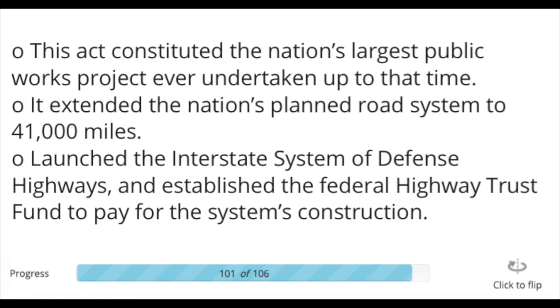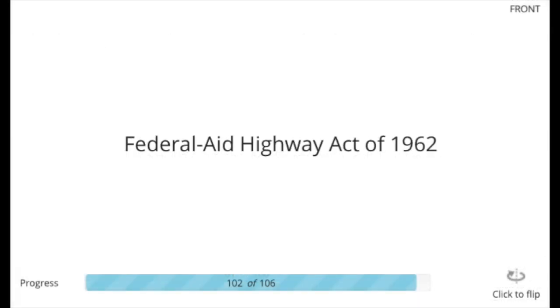It had an original authorization of $25 billion for the construction of 41,000 highway miles, supposedly over a 10-year period of time. It was the largest public works project in American history through that time.